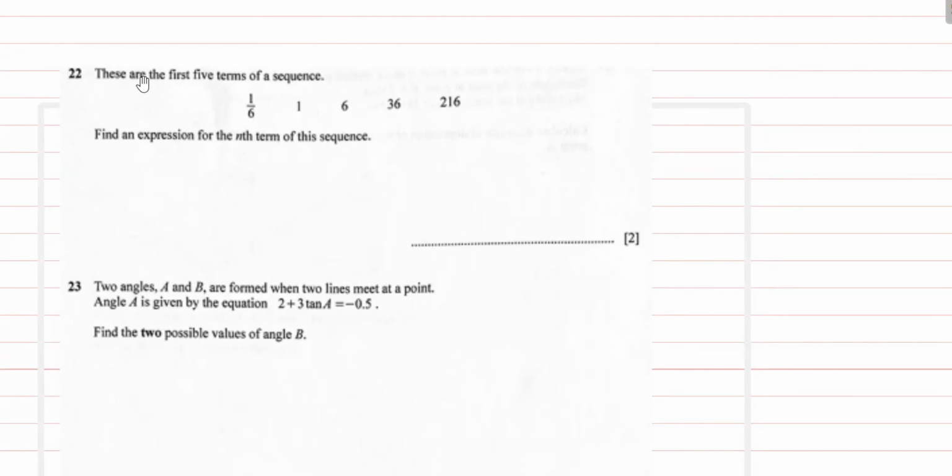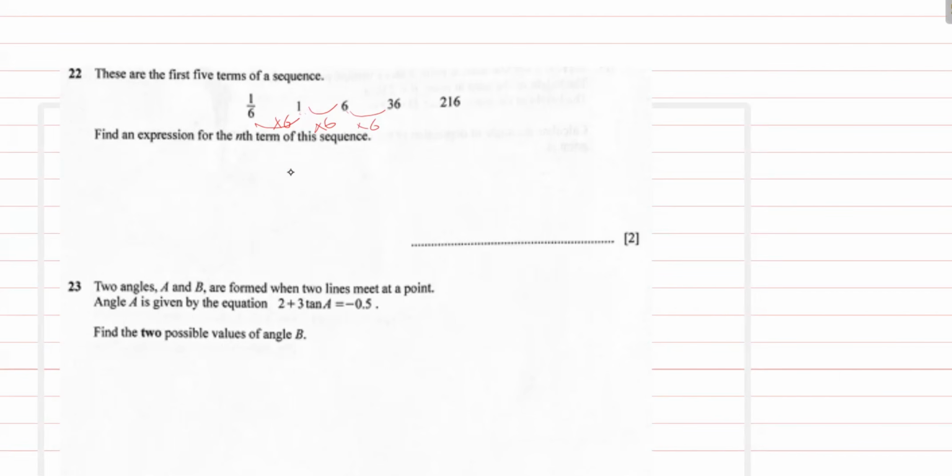Question 22. These are the first 5 terms of the sequence. Find an expression for the nth term of the sequence. Look here, in this sequence, we get the next value by multiplying by 6. Look here, 1 over 6 multiplied by 6, we get 1. And the next value, if we multiply 1 by 6, we get 6, and then 6 multiplied by 6, 36.